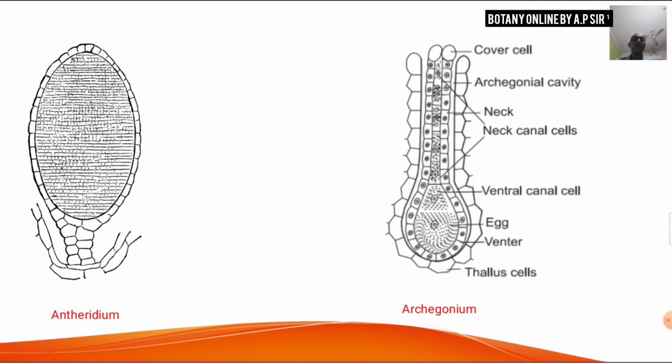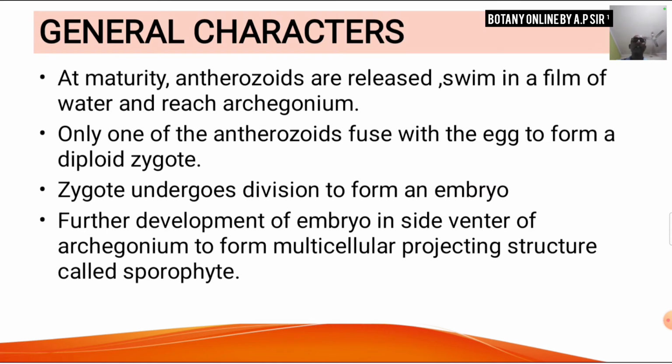Now, let us come to the next slide. At maturity, the antherozoids which are formed in antheridium are released. Okay, and they cannot move by themselves. They swim in a film of water to reach archegonium. For sexual reproduction to happen, the antherozoids need to reach the egg so that fertilization will occur. Okay, and the next step will happen, that is zygote will be formed.